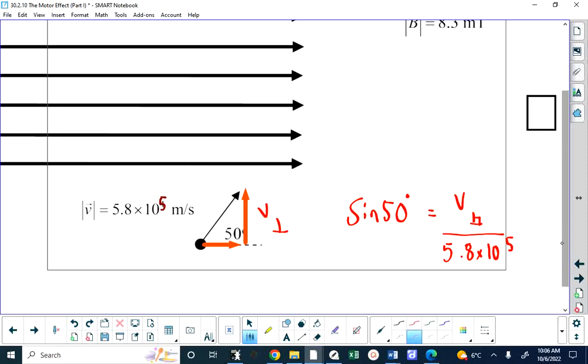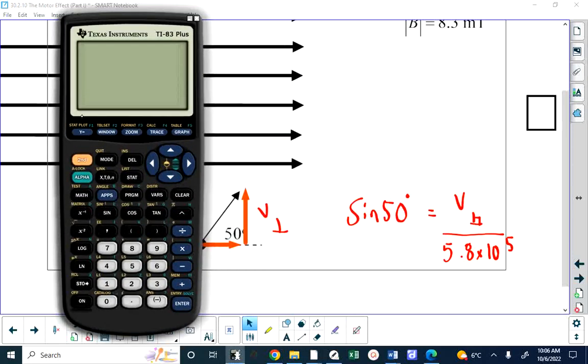So pretty easy math calculation here. We would take 5.8 multiplied by 10 to the 5 and multiply by the sine of 50. I was doing some work in math, I just want to make sure I'm still in degrees. So that's the speed that's perpendicular. Now, there's something about that formula I don't like. They don't have a vector symbol above v, but it is a vector. Otherwise, how could it have a component? But maybe that's being a little too picky. This is what we use for v.